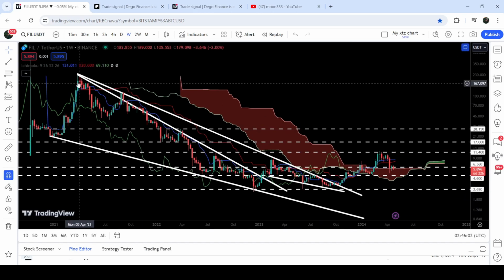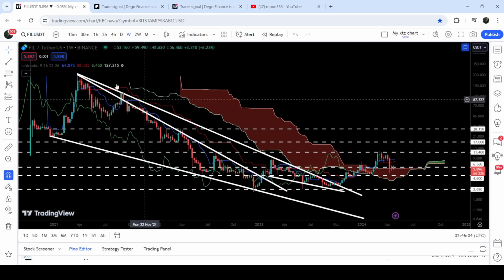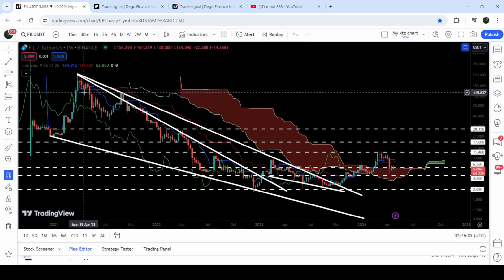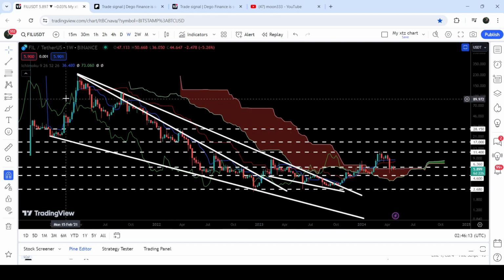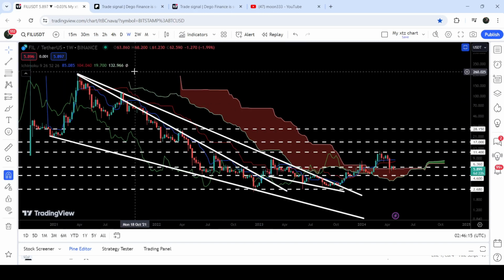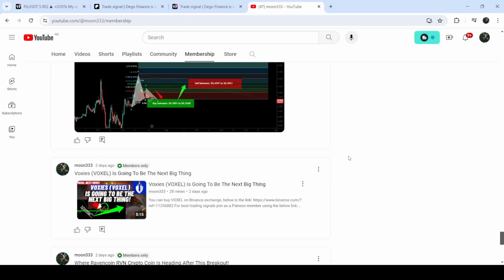$4.60. Now, we can see that we have broken out this very big falling wedge pattern. Therefore, sooner or later, the price can hit the target for this massive breakout. And that target for this breakout can be here at the top of this wedge. That can be between $250 to $300. So this was the update so far.